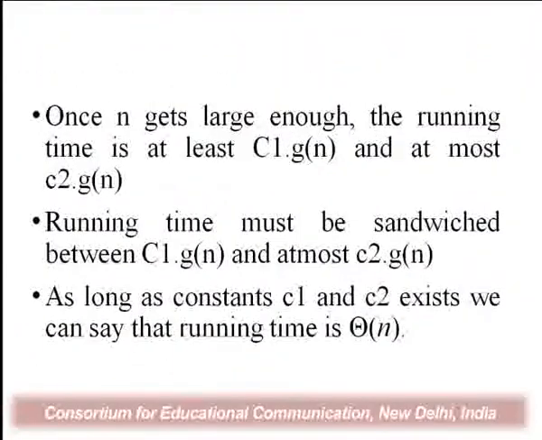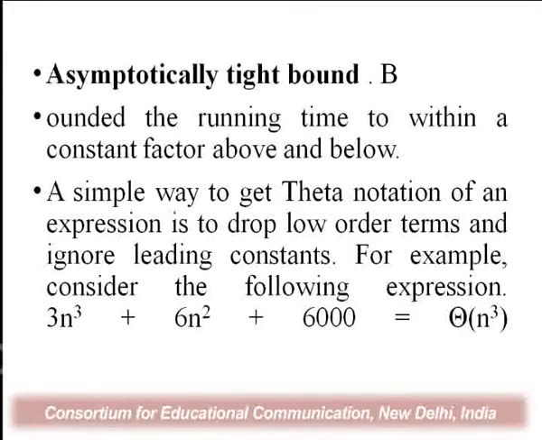Once n gets large enough, the running time is at least C1 g(n) and at most C2 g(n). The running time will lie between these two limits. It is not going to be less than C1 g(n), and it is not going to be more than C2 g(n); it is sandwiched between these two terms as long as the constants C1 and C2 exist. So, the asymptotically tight bound, which is theta, bounds the running time to within a constant factor above and below.